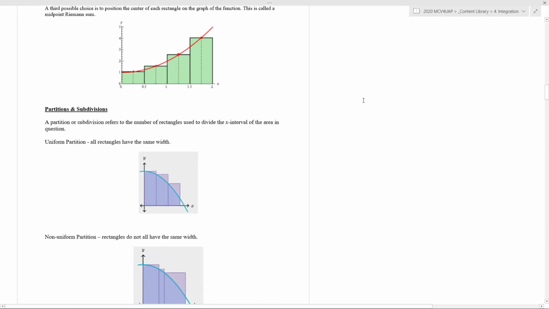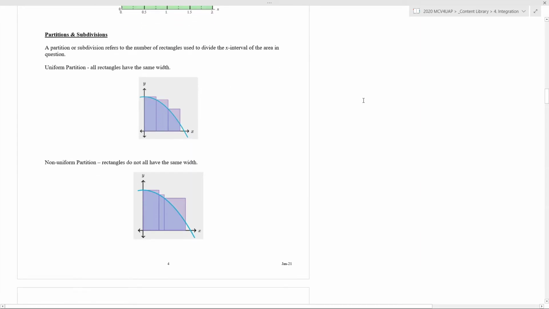Okay, partitions and subdivisions. In all those pictures, a partition or subdivision refers to the number of rectangles we're using to divide the x interval. If you use a partition with 4 rectangles, you could use a partition with 10 rectangles. The width of each rectangle will change, or the subdivision will change.